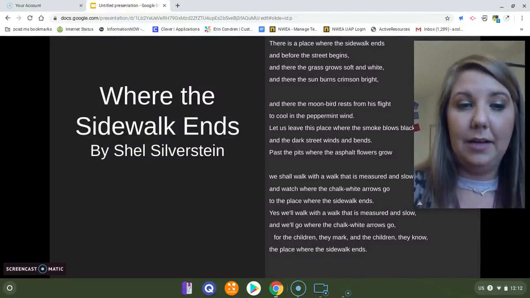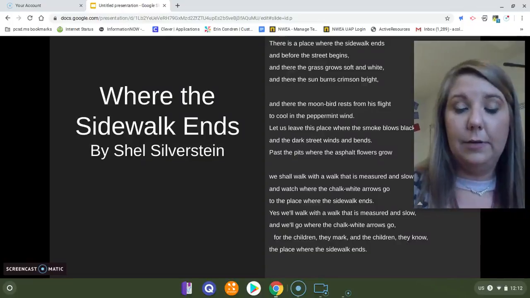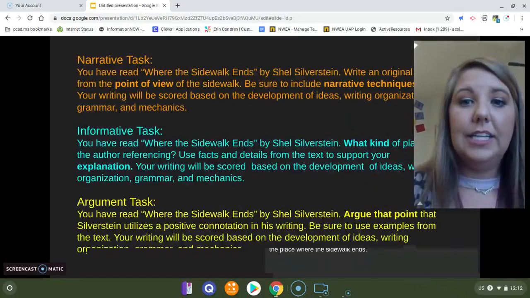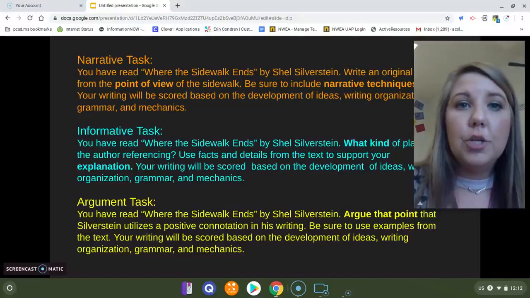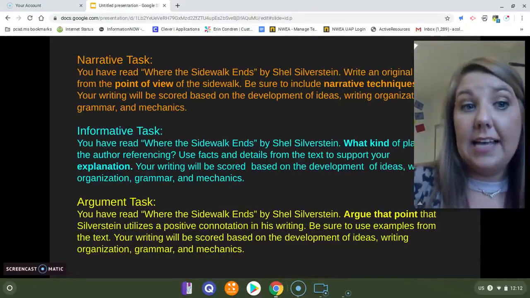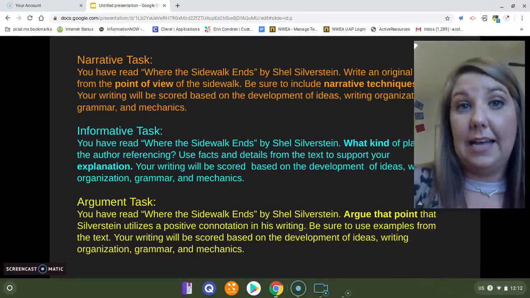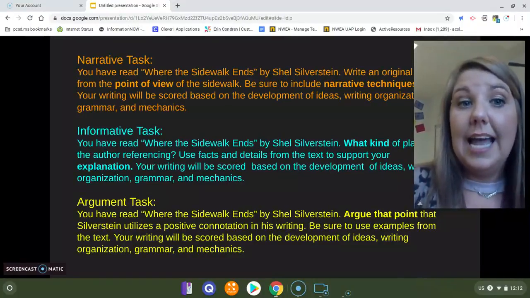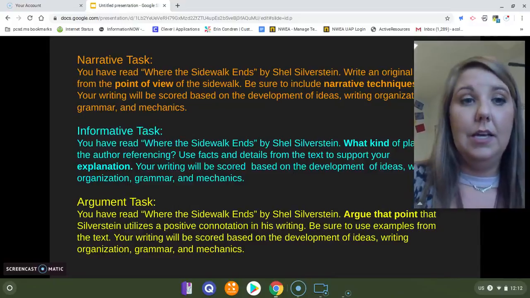Beautiful poem written by him, Mr. Silverstein there. Let's look at our task. So if I were to provide a task for this poem, I could provide either a narrative task, an informative task, or an argument task. And we're going to look at what these could look like and how to know which is which.